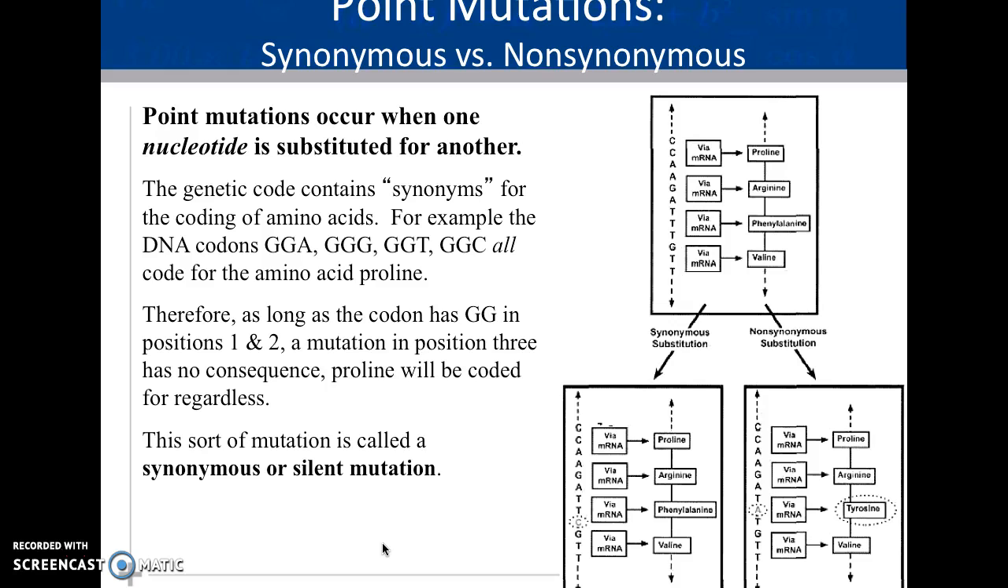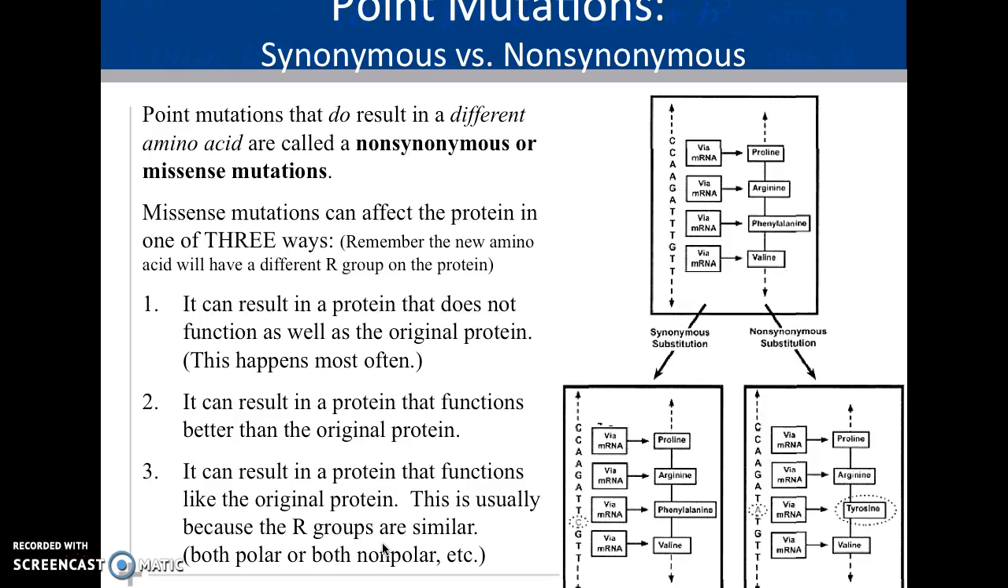Point mutations. These are the different types of mutations that you need to know. Point mutations occur when one nucleotide is substituted for another, and a nucleotide is a single letter. When we look at DNA, it's split into codons, which are sets of 3 letters that code for an amino acid, that code for a protein. Changing a single letter usually doesn't have a huge impact, and so we call it a synonymous or a silent mutation. Basically, there's no impact.